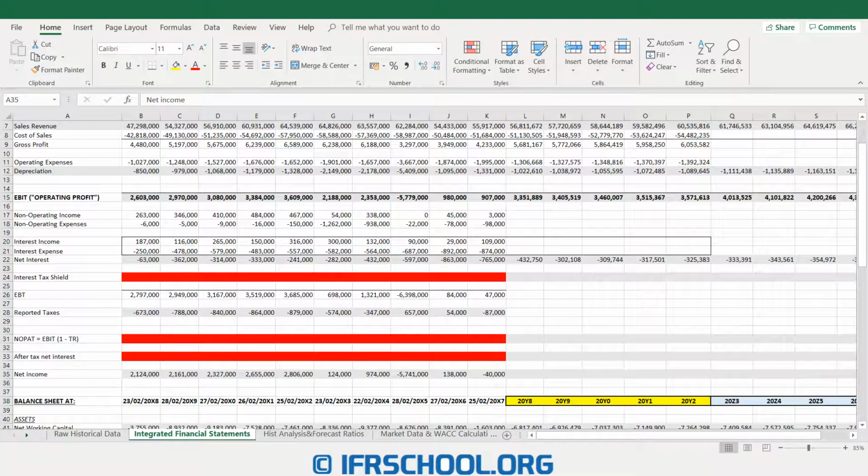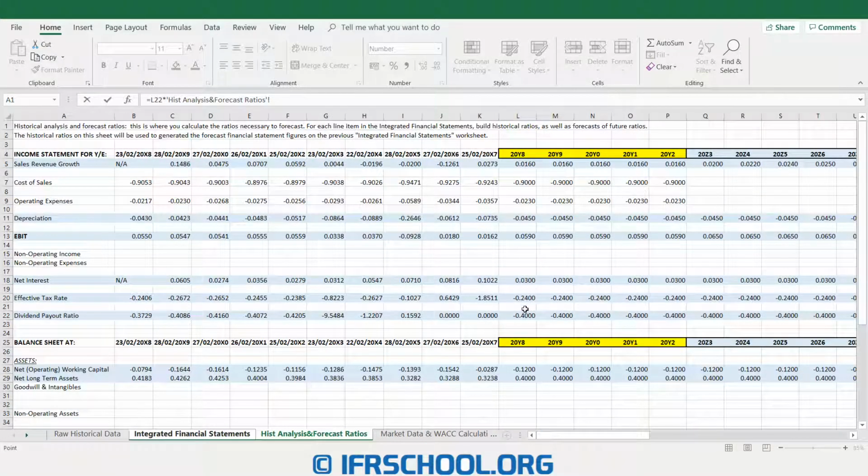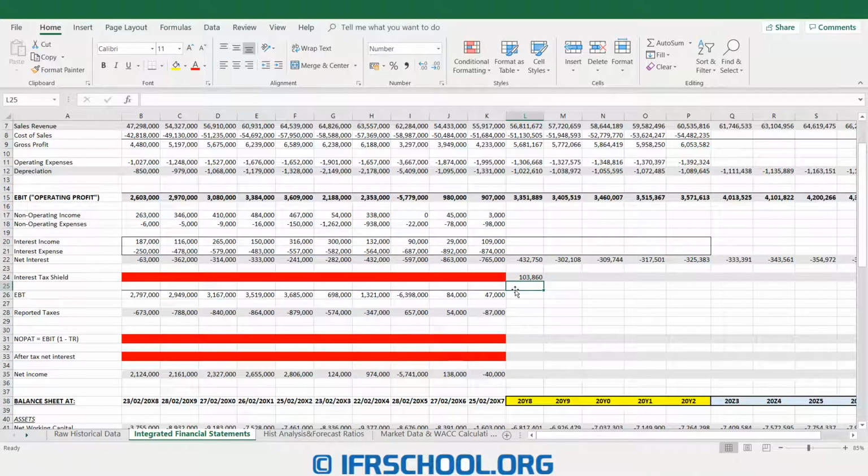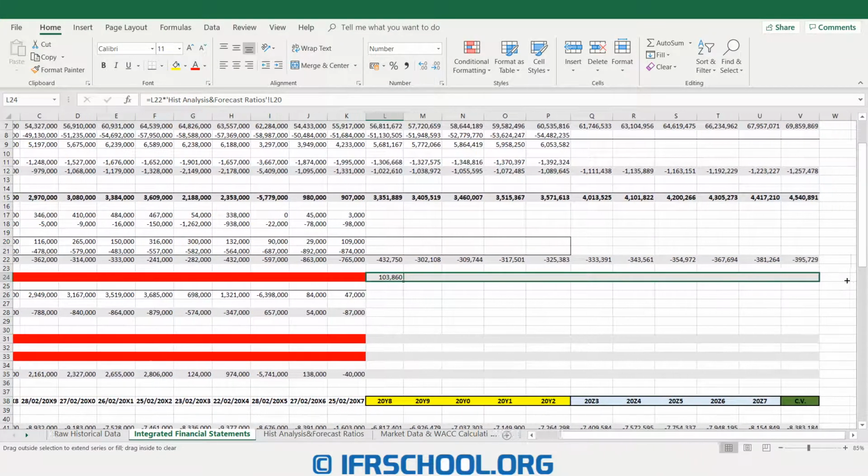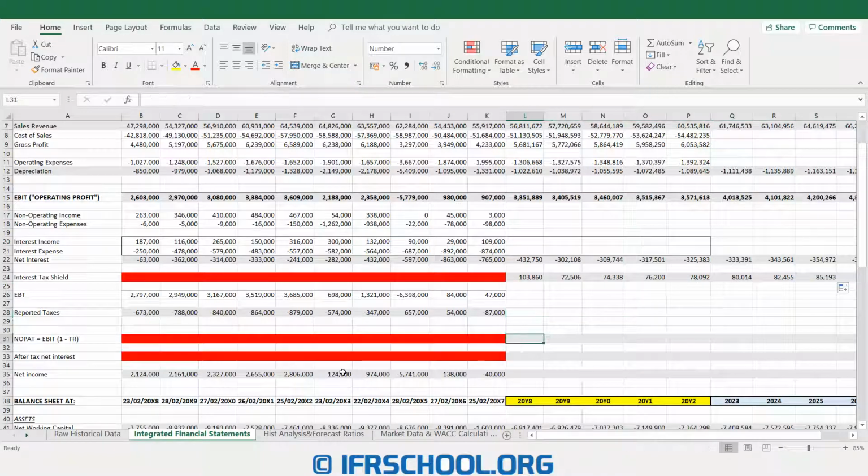Let's go ahead and forecast the interest tax shield. To forecast the figures for the interest tax shield, we multiply net interest expense by the forecast effective tax rate. We can now calculate after-tax net interest. After-tax net interest is the net interest expense excluding the tax saving from the interest payment deductions in the tax computation. In other words, excluding the interest tax shield.